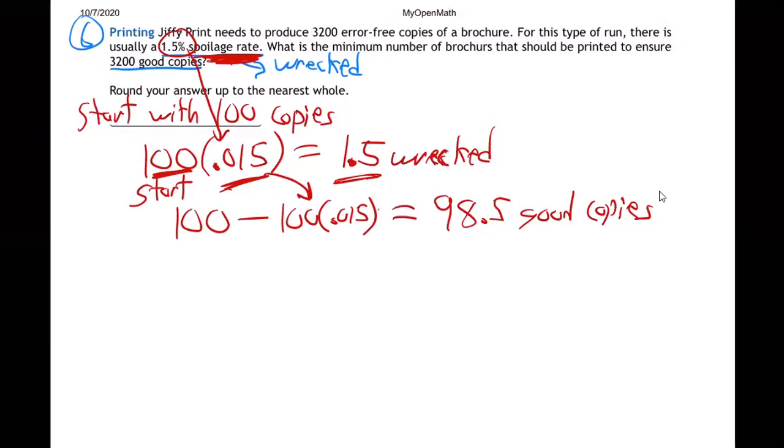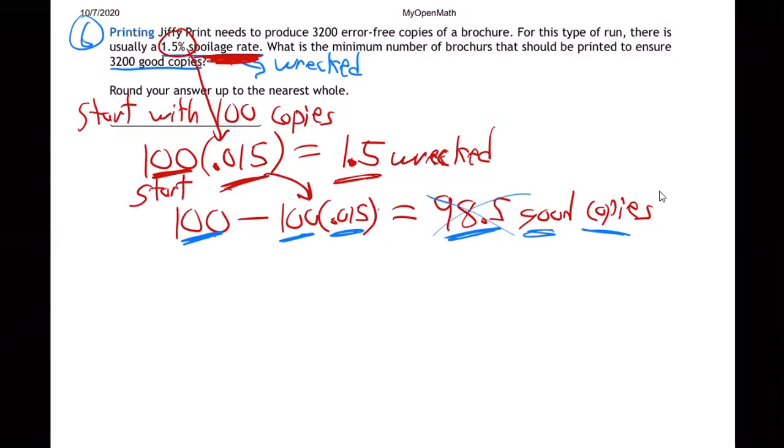Because remember what you want to see. You want to see the pattern in the work. I really don't care about what the answer is because we didn't really start with 100 copies. I'm just doing this to see the pattern so I know how to solve the problem. So if we started with 100 copies, then we would take 100 minus 0.015 times 100 to get the number of good copies left. So do you see the pattern?